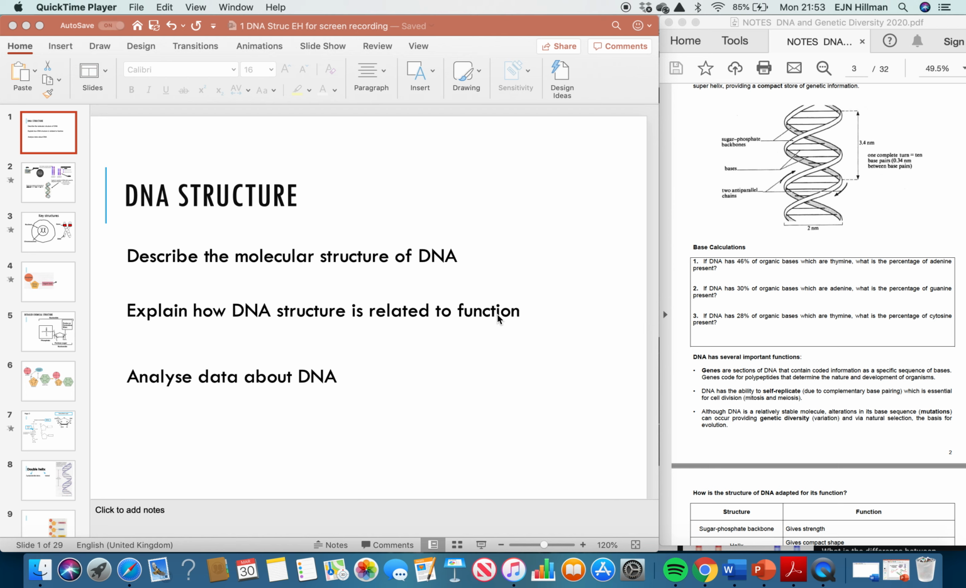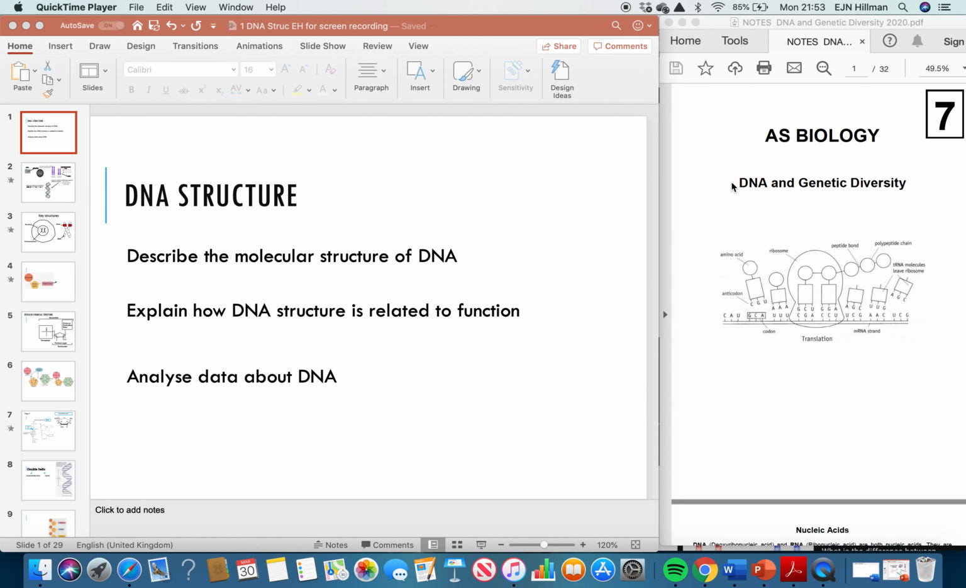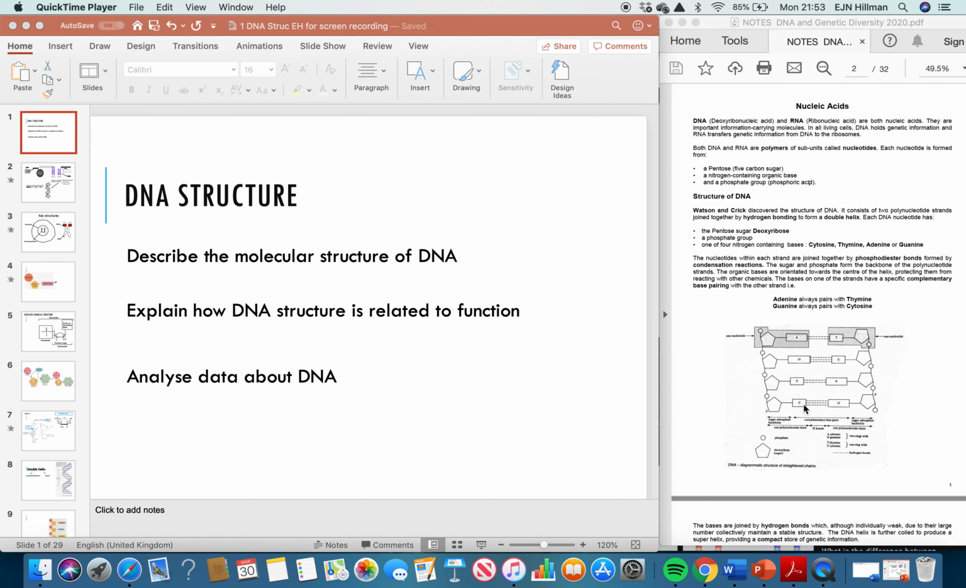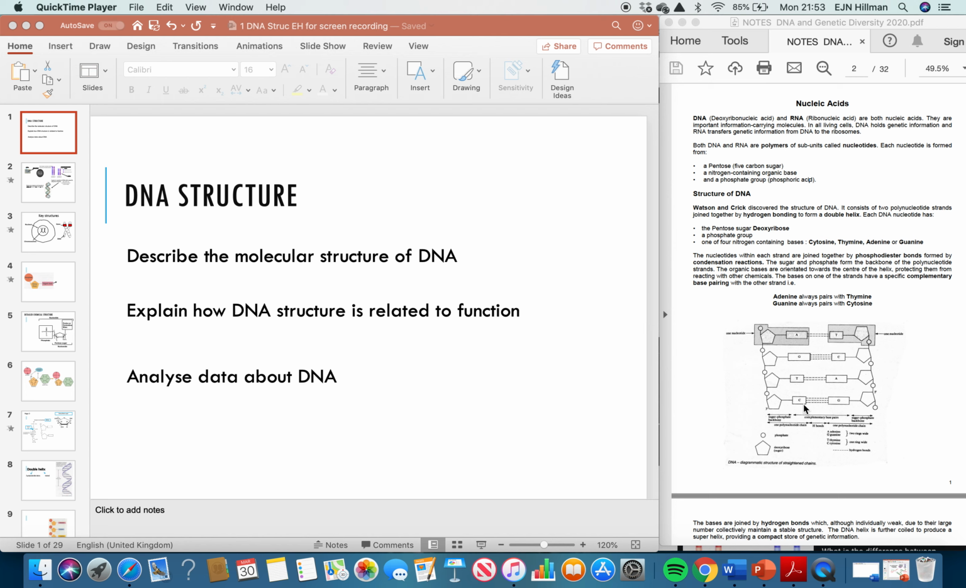Evening everyone, this is a quick tutorial, as it were, a quick lesson on DNA structure. So the structure of DNA, how the structure is related to its function, and then perhaps a little bit of analysis of some data for DNA. This all relates to booklet 7, so DNA and genetic diversity. It's the first few pages, 2 or 3 pages on nucleic acids.